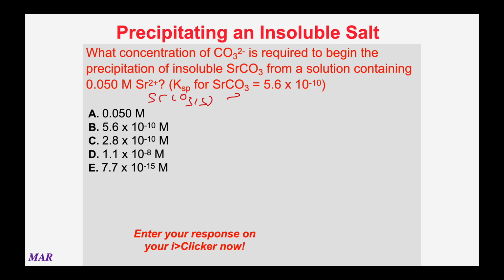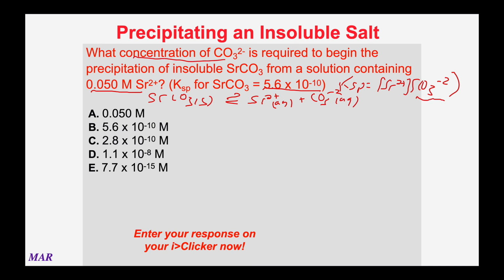And for this problem, you would write SrCO3 solid in equilibrium with the ions, strontium 2 plus aqueous, and carbonate aqueous. And again, I can't draw on this thing worth anything, so I apologize. But Ksp would equal the strontium times the carbonate. And you can see here that you have a concentration of the strontium and you have a Ksp for this thing. So the only thing you don't have then is the concentration of the carbonate. That's what you want to solve for here.